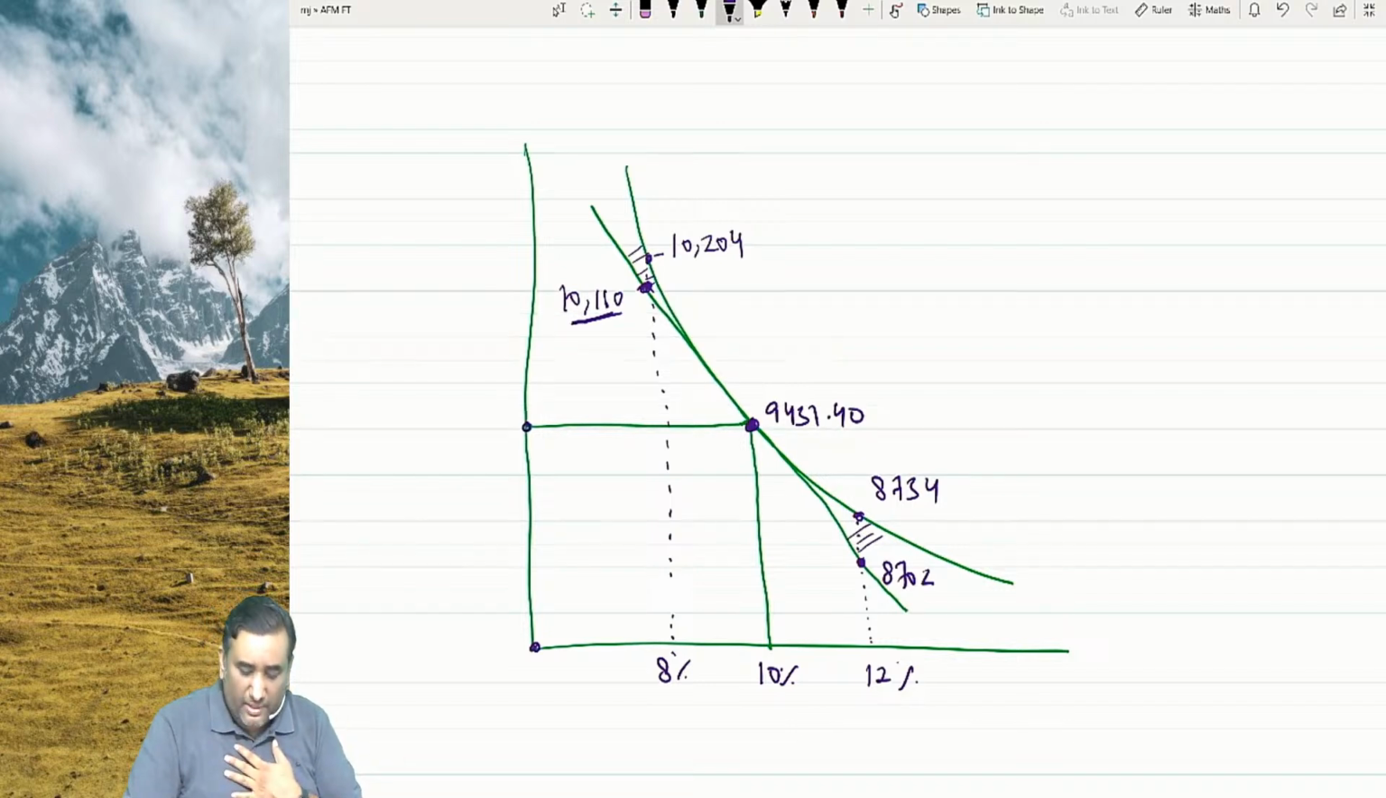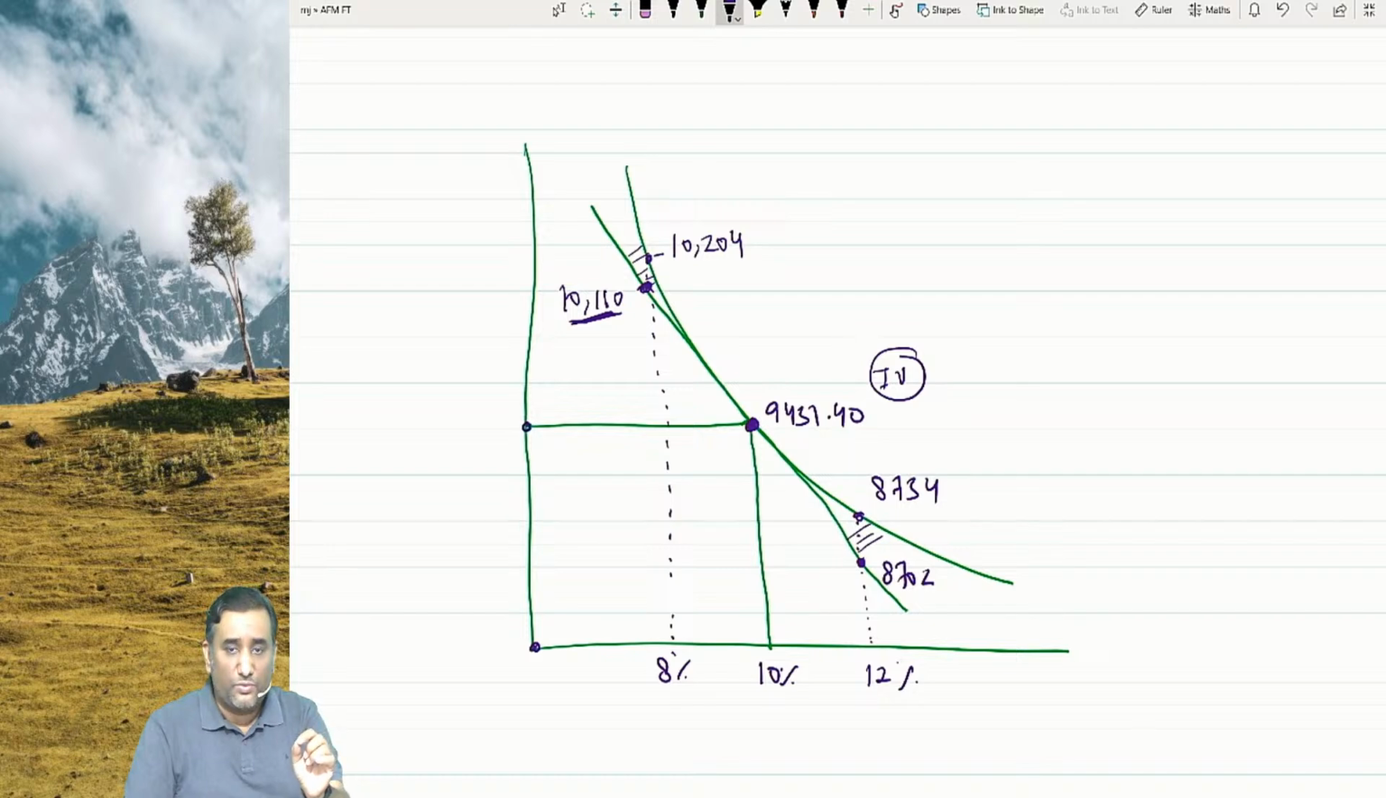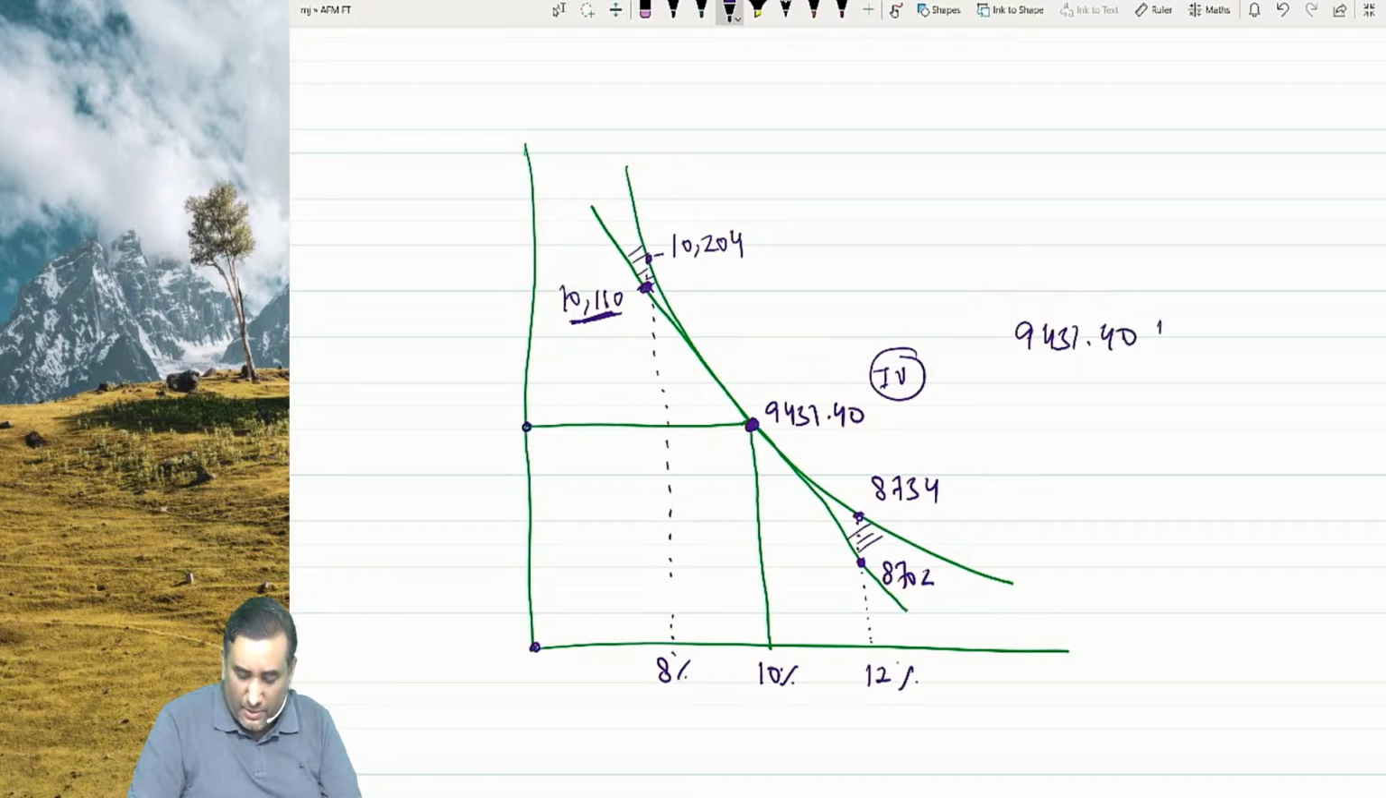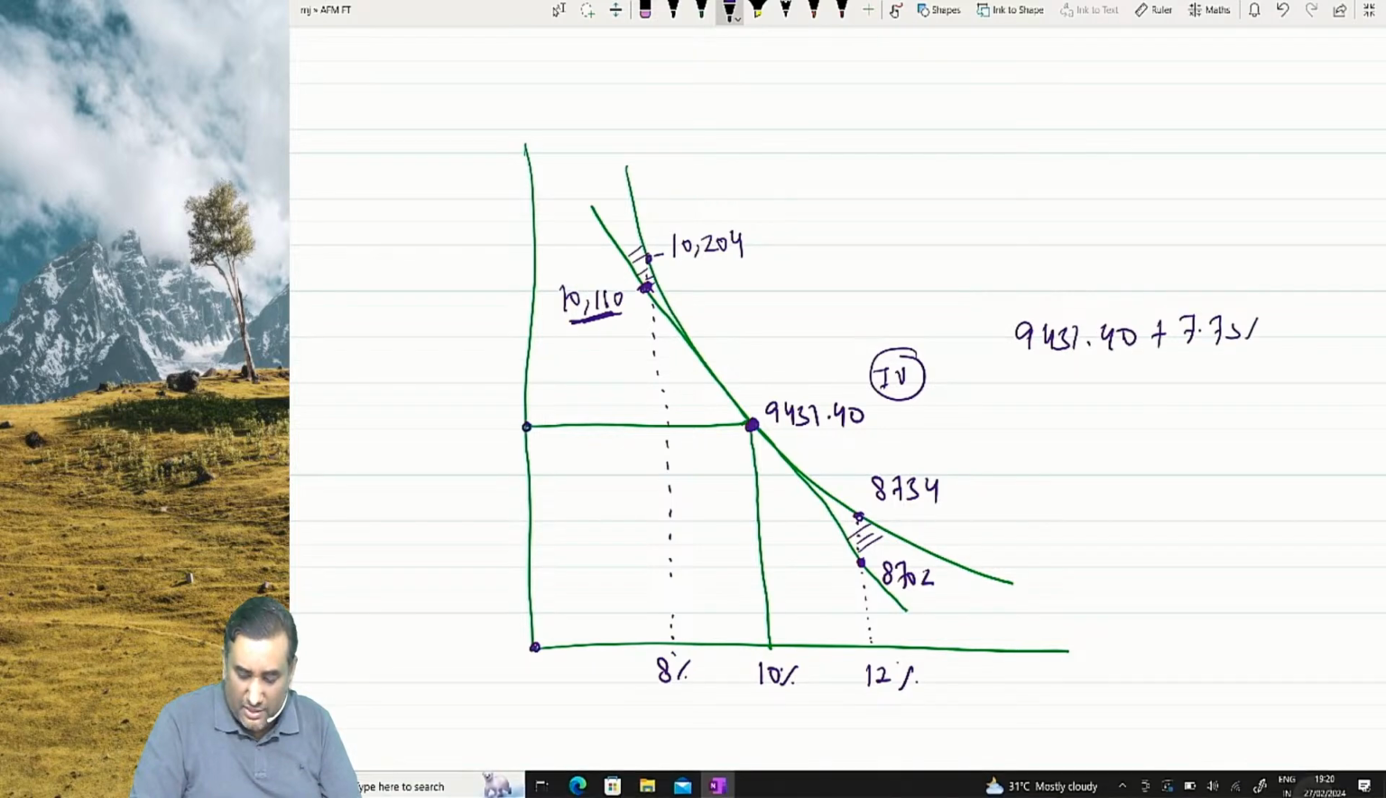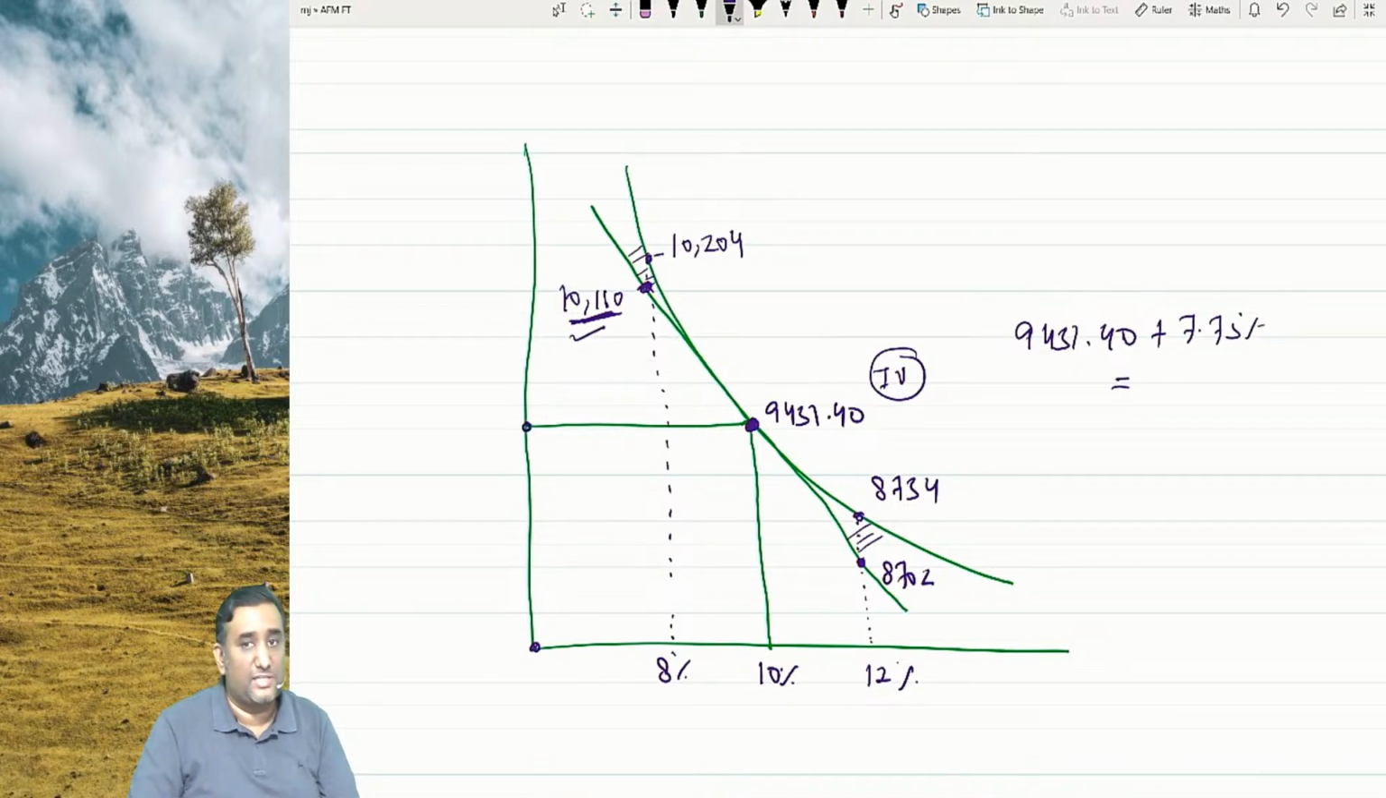from 9431, can I reach 10,160? If I reach 9431, this was nothing but my original intrinsic value. Then you did what? Normal volatility, you said. Volatility was nothing but 7.73. You said since the yield rate is falling, the price will increase by 7.73. So what you simply did was 9431.4 plus 7.73. You reached where? 10,160. So you have already reached the tangent now.